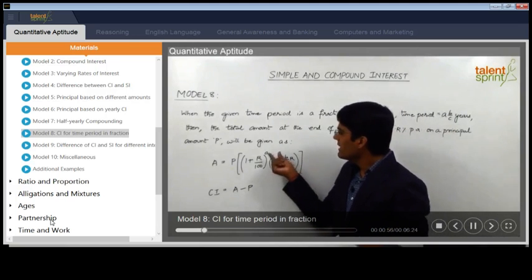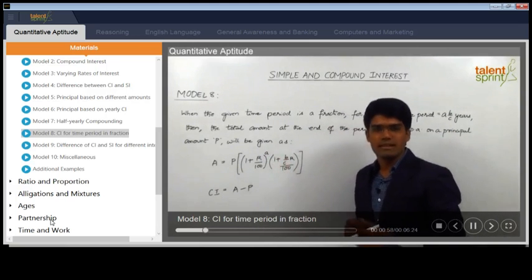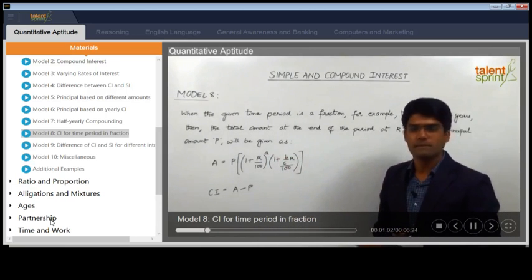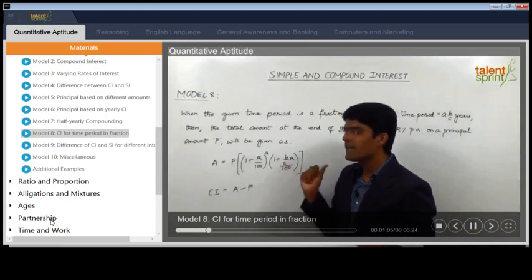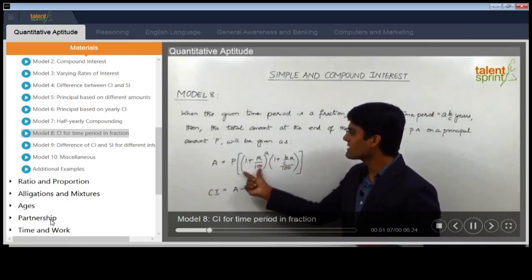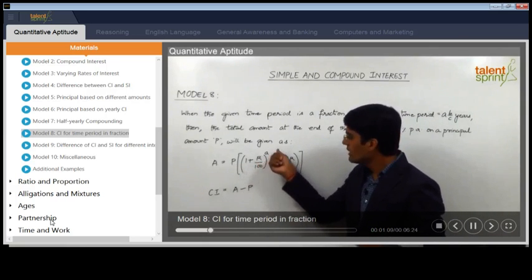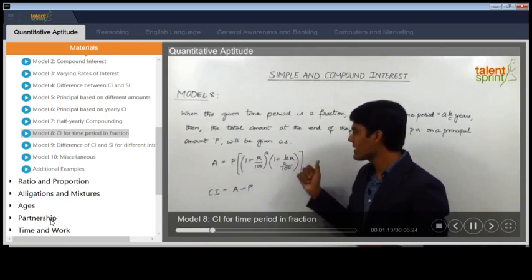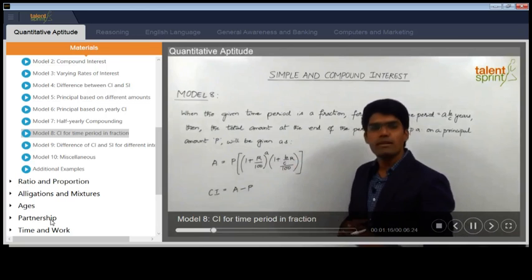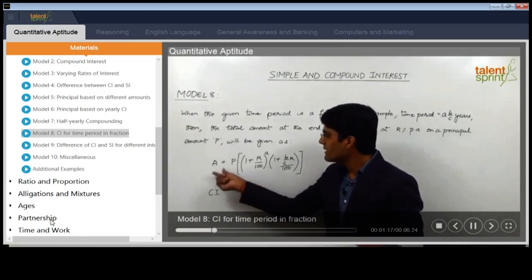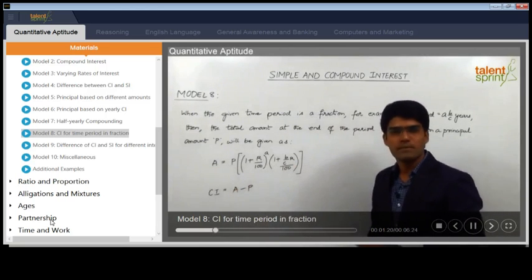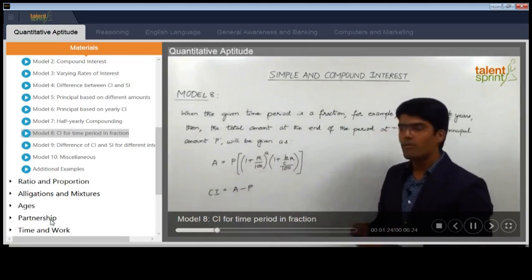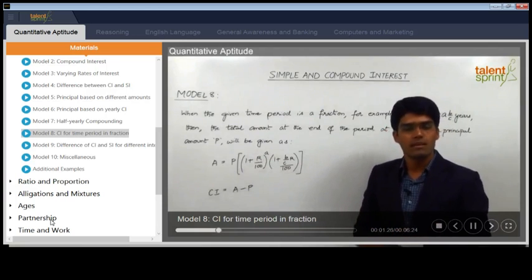As you can see here, A is the integer value in the time period and B by C is the fractional value given in the time period. So by using this, we can simply say that total amount will be P into 1 plus R by 100 whole power integer value into 1 plus fractional part multiplied with rate of interest divided by 100. And if the compound interest is required, then it can be taken as the total amount minus principal. So if compound interest is to be calculated, we first need to find out the amount, and then from that when we subtract the principal, we get the required answer.